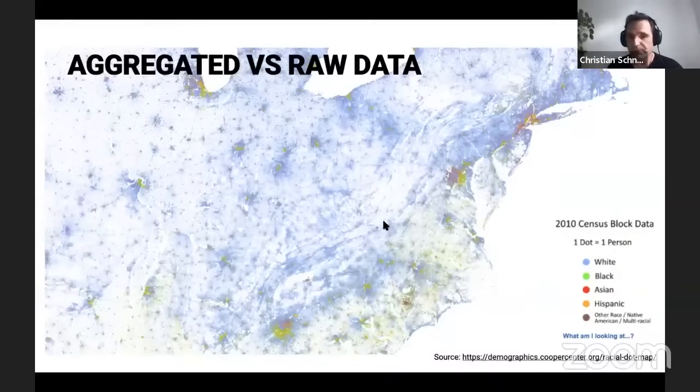We just have dots here. The data set is also quite simple. We have a person living at a certain location and having a certain ethnicity. It's quite a simple data set.